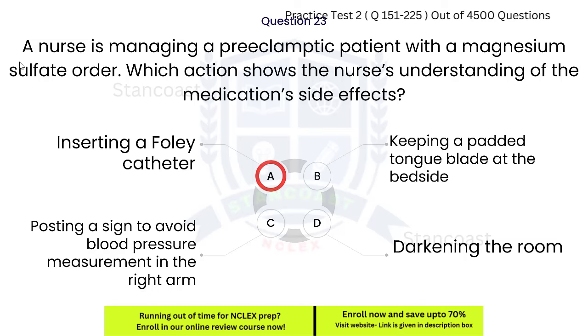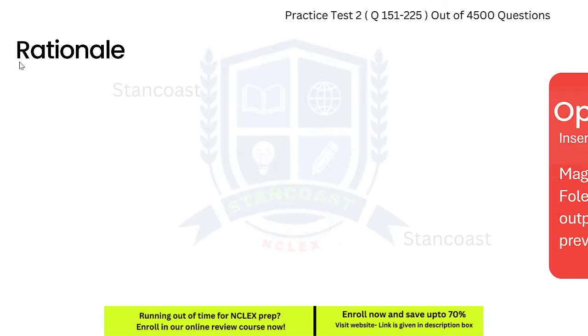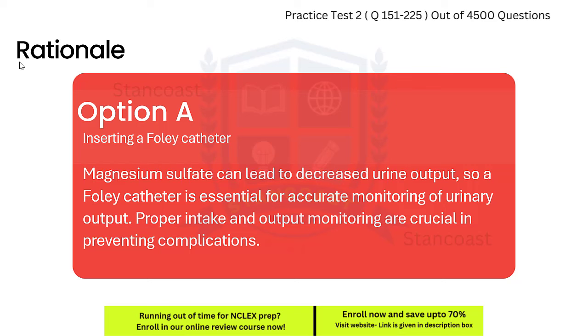Inserting a Foley catheter. Magnesium sulfate can lead to decreased urine output, so a Foley catheter is essential for accurate monitoring of urinary output. Proper intake and output monitoring are crucial in preventing complications.